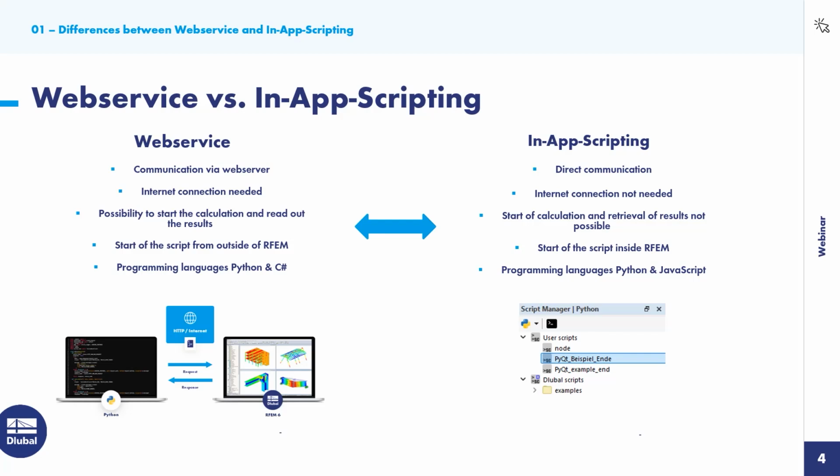The scripts for in-app scripting can be created in Python or JavaScript. However, scripting in RFEM offers many possibilities, but it does not offer the full range of functions that the web service can offer you. Only structure objects can be created, but it's not possible yet to start the calculation or read out results. That's why web service is more suitable for more complex use cases. Moreover, the in-app scripting does not use the same high-level functions of web service, but an own similar syntax that I will show you in the second example.